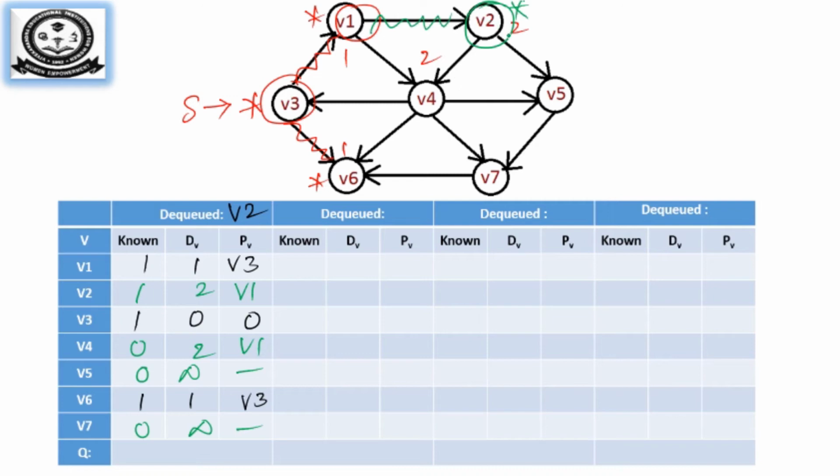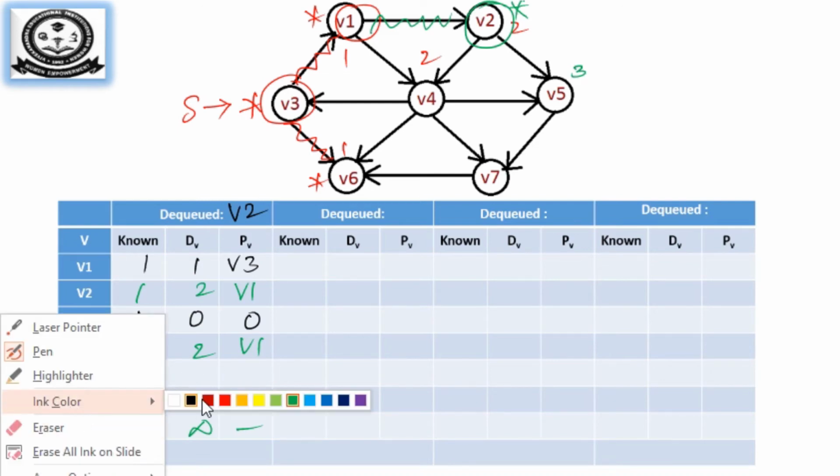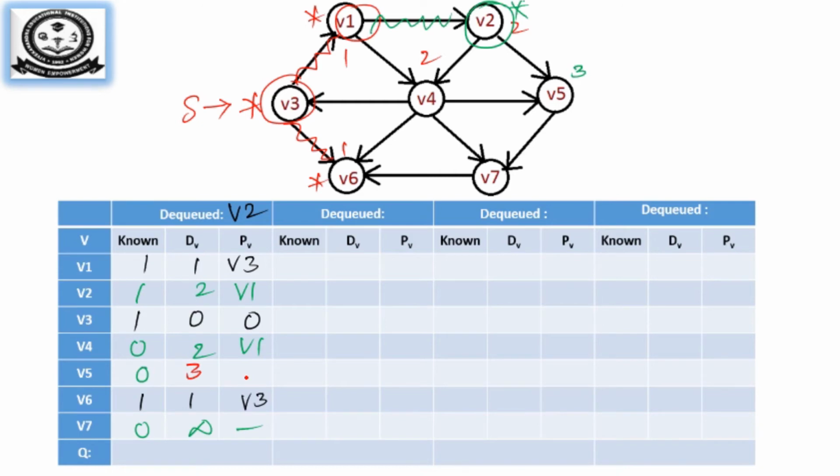But from V2 I can go to V5 with a distance of 3. So what is the distance value in V5? It is infinite, so 3 is minimum. So I will update the value over here. So I will be updating it as 3 and my previous vertex is V2. So from V2 I cannot go anywhere else. So still V4 is in the queue. Now which is having the minimum? So 2, only V4 is minimum. So V3 is 0. So the next DQ'd element is V4.